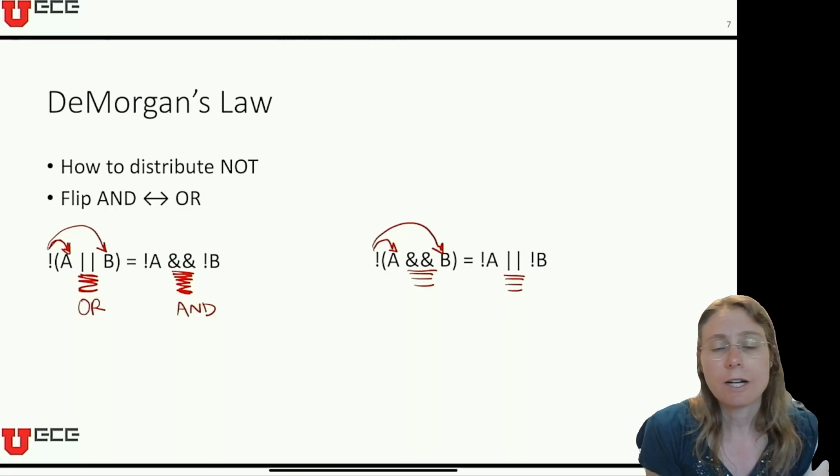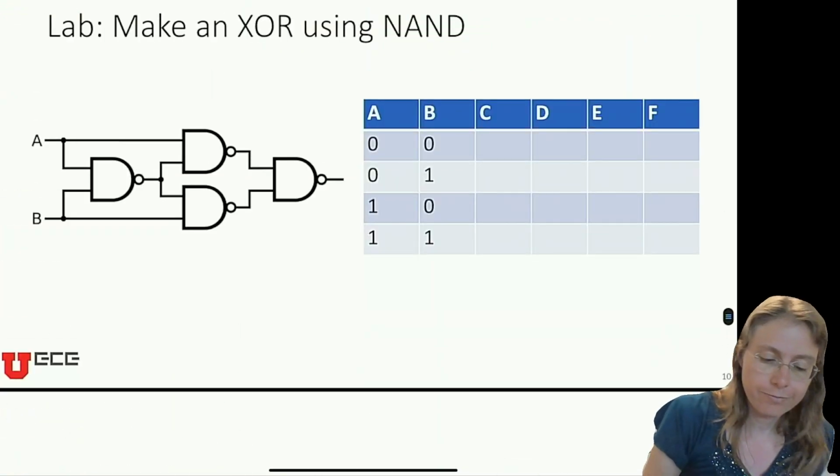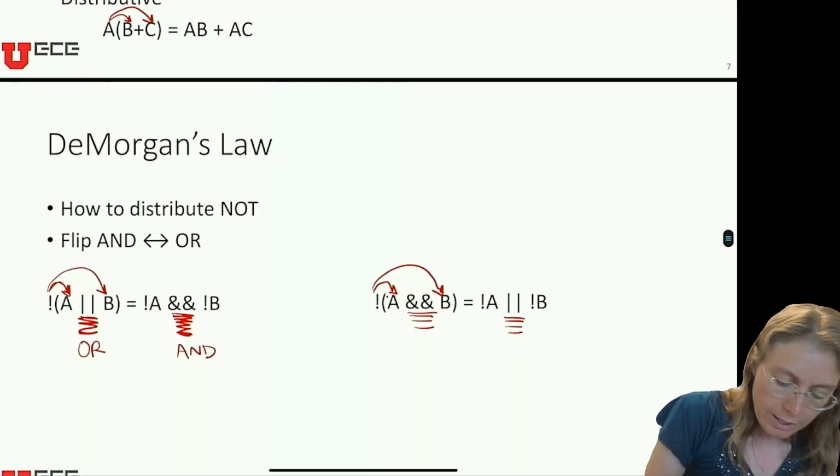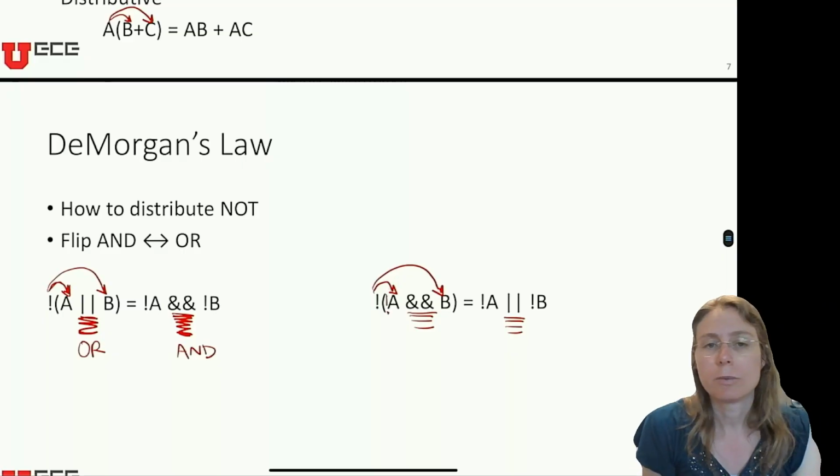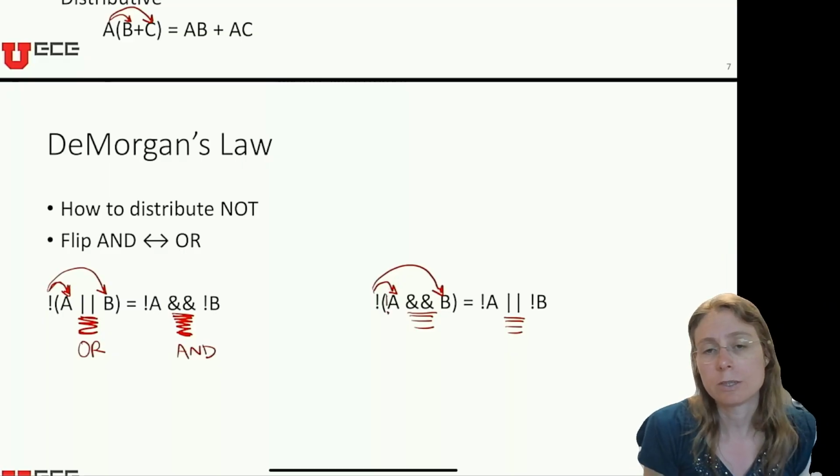And so this law is useful if you're trying to simplify a complex Boolean expression. You may pull in a NOT to be able to cancel it, because maybe there was a NOT in here you wanted to cancel it with. There are reasons like that you would want to pull it in to simplify the expression.